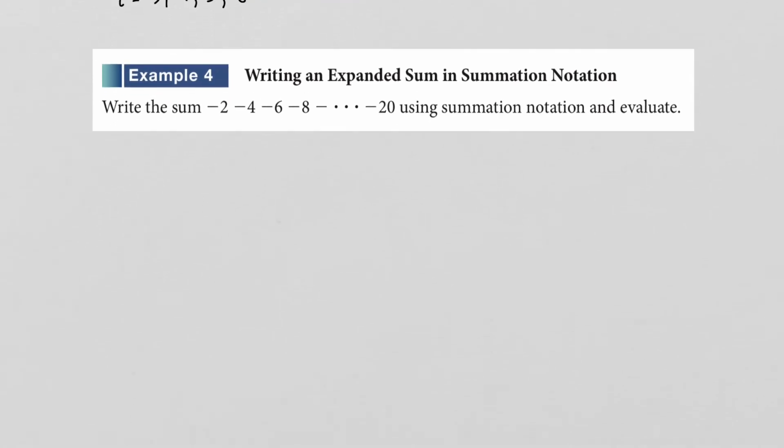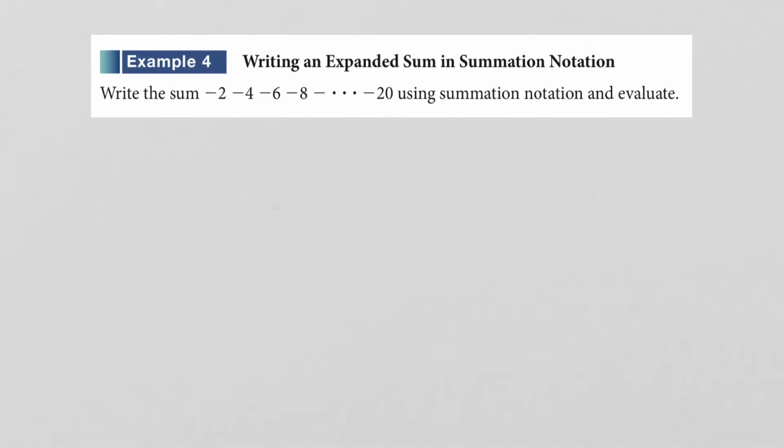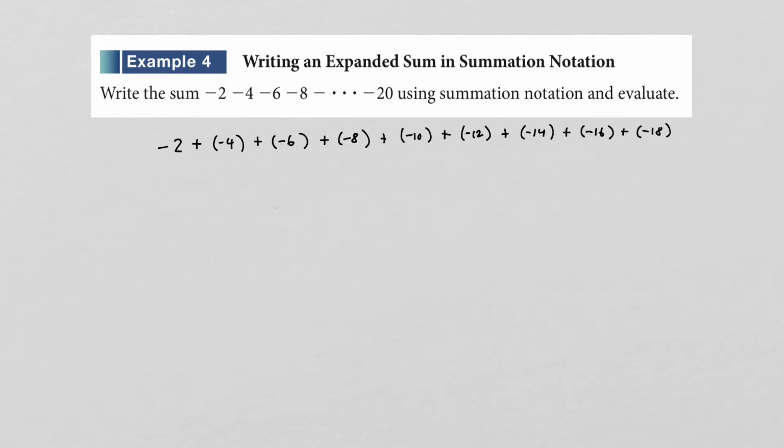They give us a sum, and we want to write it in summation notation. So to do this, you need to think about what you have here. So this particular sum is -2, and then -4, I can think of that as plus -4. And then -6 is plus -6, right? And we're going to keep on adding negative even numbers all the way up until we get to -20. And since there's not too many numbers here, I'm going to write them all down so that we can see the entire sum here.